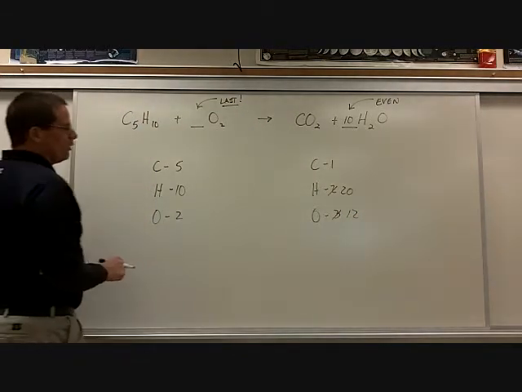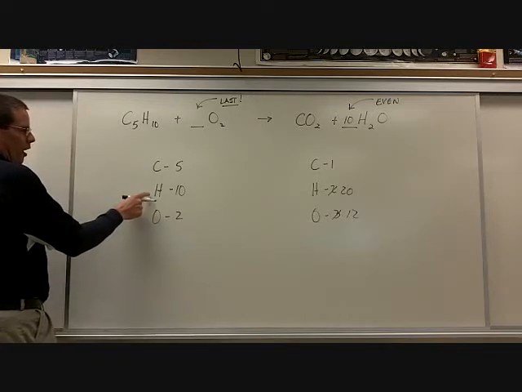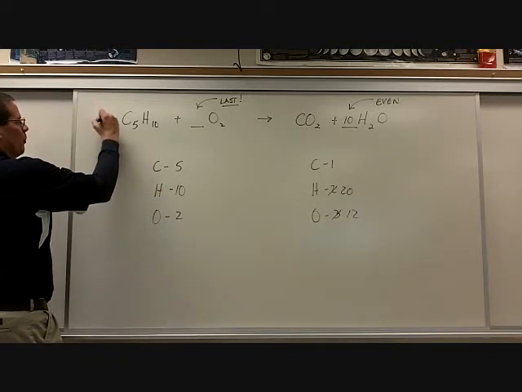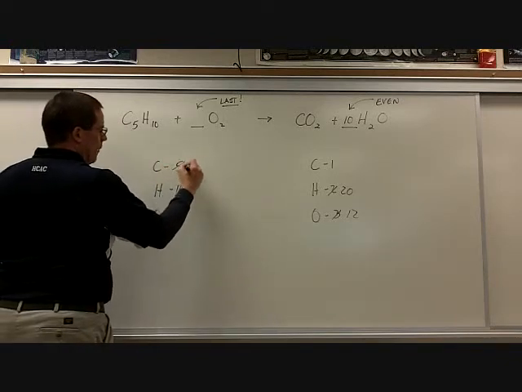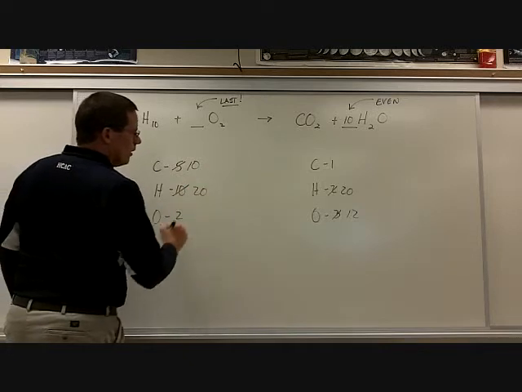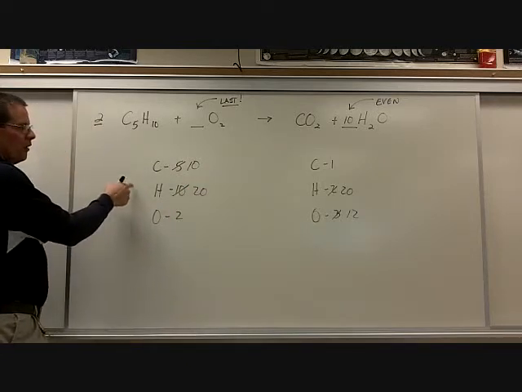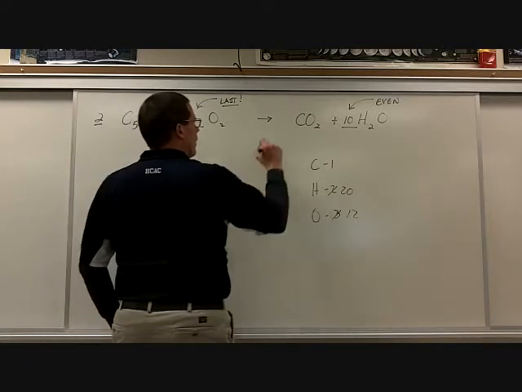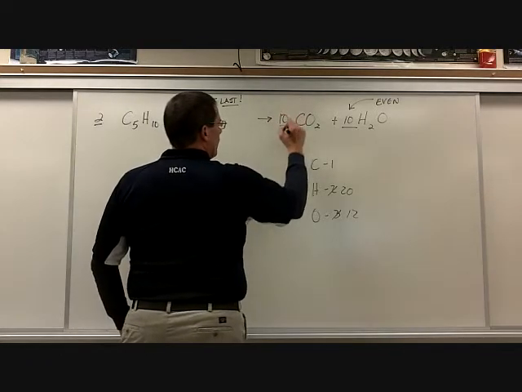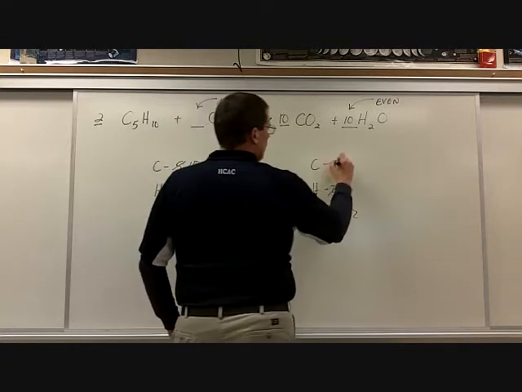All right, and so now let's fix our hydrogen on the left side. How can I get 20 hydrogen? Put a 2 there. So now how many carbons do I have? 10, and how many hydrogen? 20. Okay, so my hydrogens are looking good. How can I get 10 carbon? Put a 10 there. So now I've got 10 carbon.